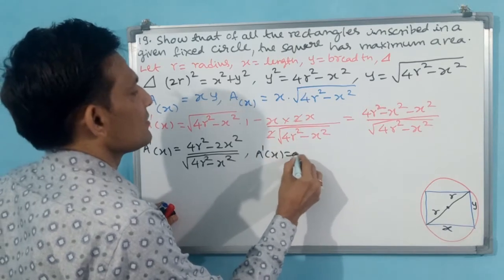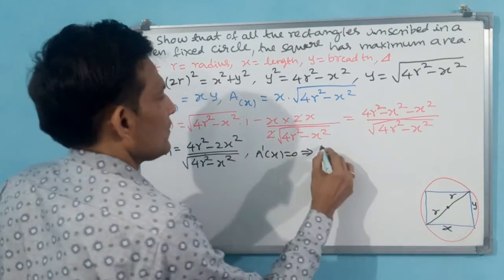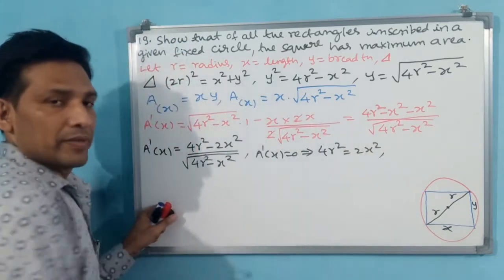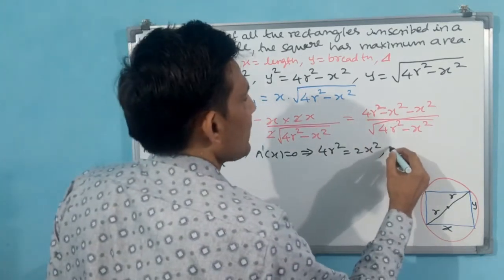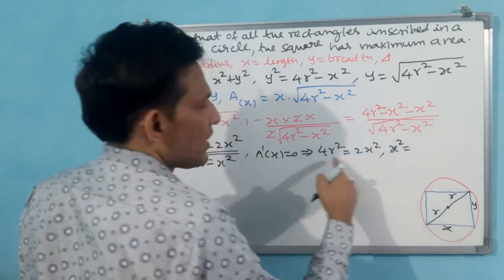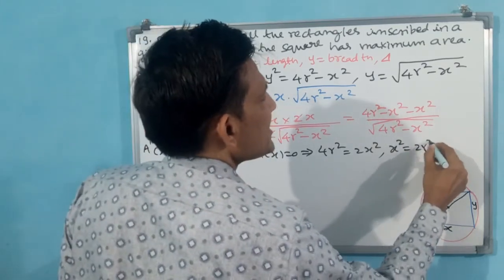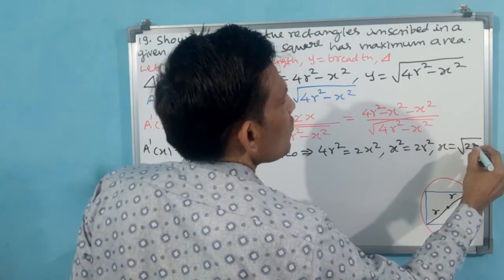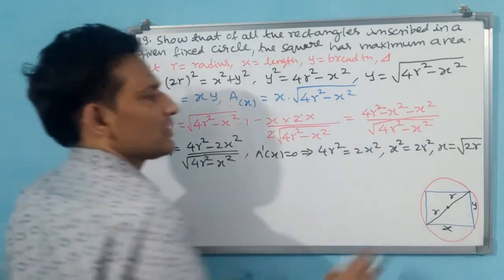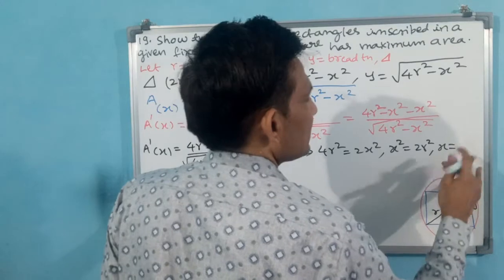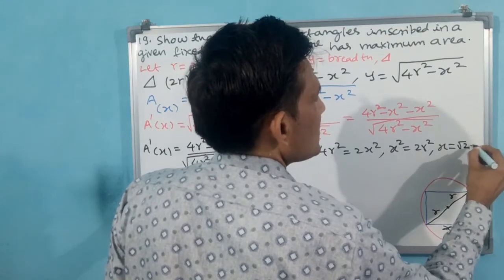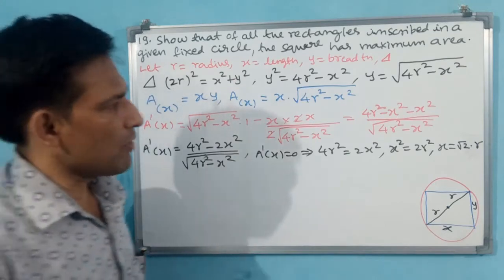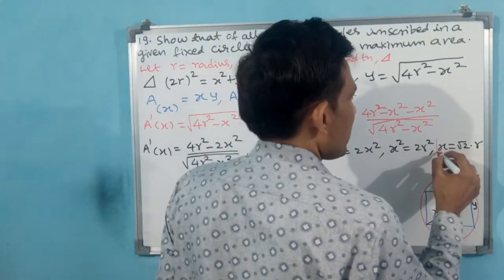A dash x is equal to 0 implies 4r square is equal to 2x square. X square is equal to 2r square. X is equal to root 2r. This I am making a box, the x value. Why? Because this is very important.